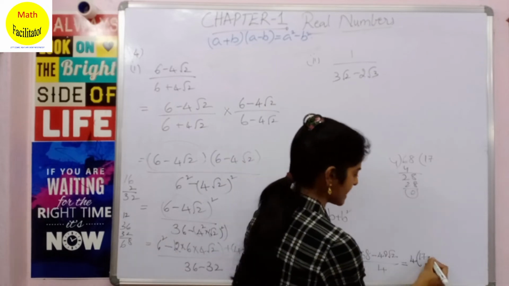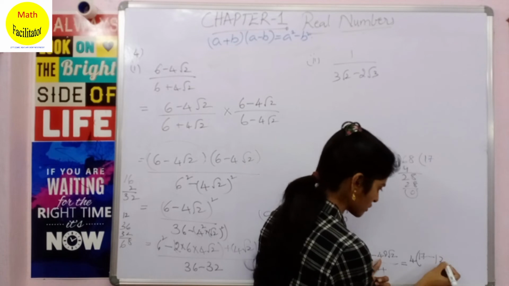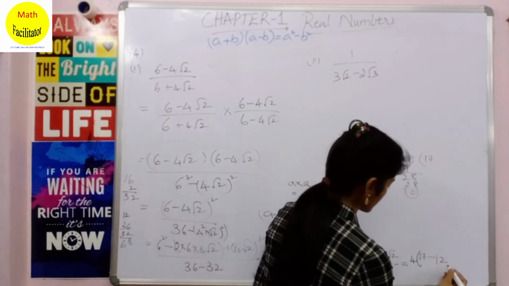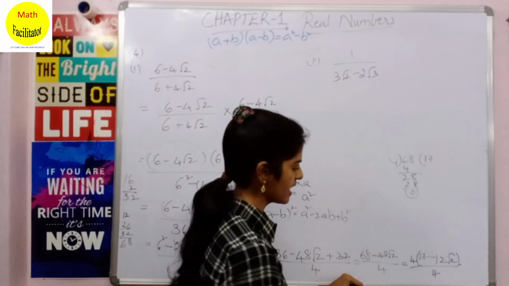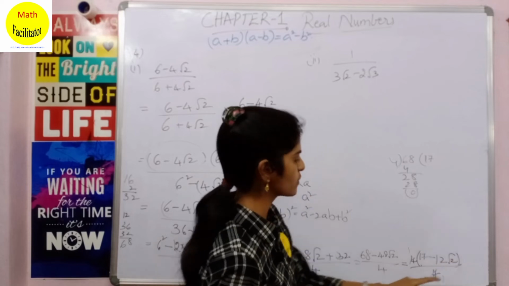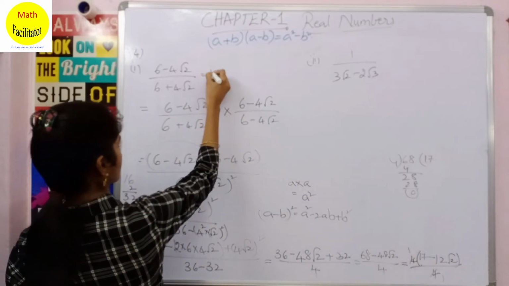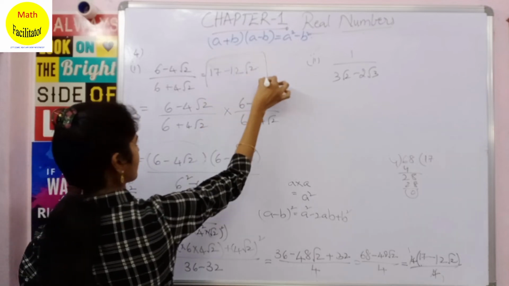Minus, you know that 4 12s are 48. So if you take 4 out, you are left with 12. 12 and you have a root 2. Clear? And divided by 4. Now the answer is 17 minus 12 root 2. So this is nothing but 17 minus 12 root 2. So we have simplified it.